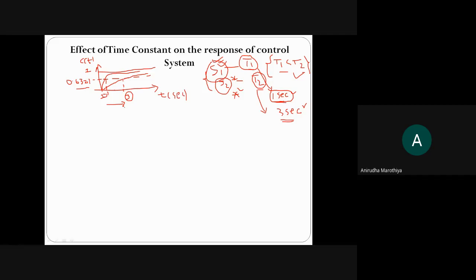Now tell me कि कौन सा सिस्टम का रिस्पॉन्स फास्ट है और कौन से सिस्टम का रिस्पॉन्स स्लो है? S1 is faster than S2. So what is the relationship between the value of time constant and the response of control system? Inversely proportional. Exactly, inversely proportional.